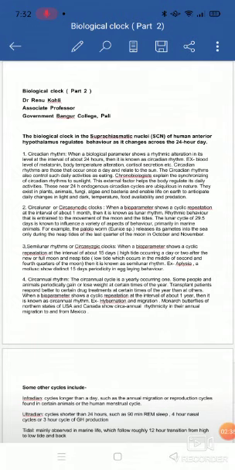Semilunar rhythm. When a bioparameter shows a cyclic repetition at the interval of about 15 days, as high tide occurring a day or two after the new or full moon, and neap tide or low tide which occurs in the middle of second and fourth quarter of the moon, then it is called semilunar rhythm. Example: Aplysia, a mollusk which shows a distinct 15 days periodicity in egg-laying behavior.